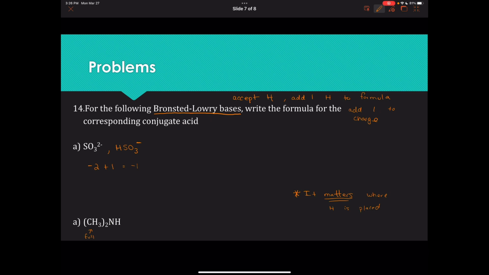We're going to add it to the nitrogen always. So this is going to become (CH3)2, and my hydrogen goes up by 1, so it becomes NH2. We start with 0 charge. We're adding 1 to it, so its charge is now +1. So my conjugate acid is going to be (CH3)2NH2+.